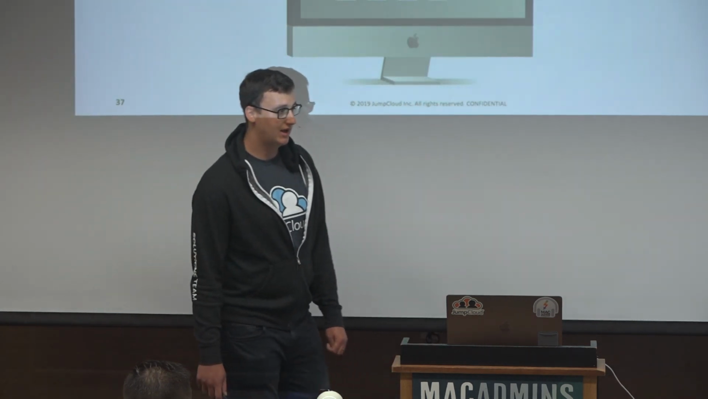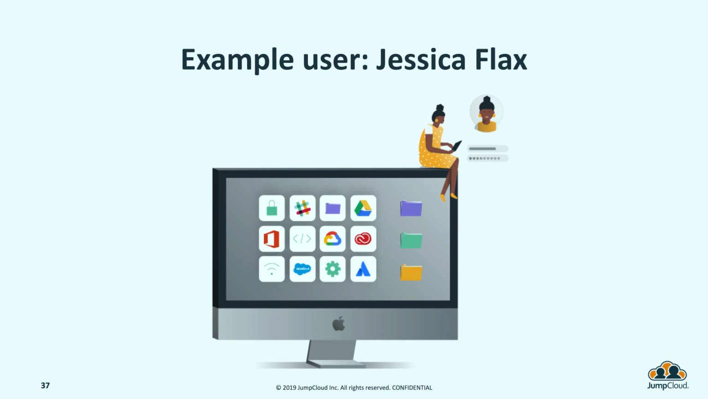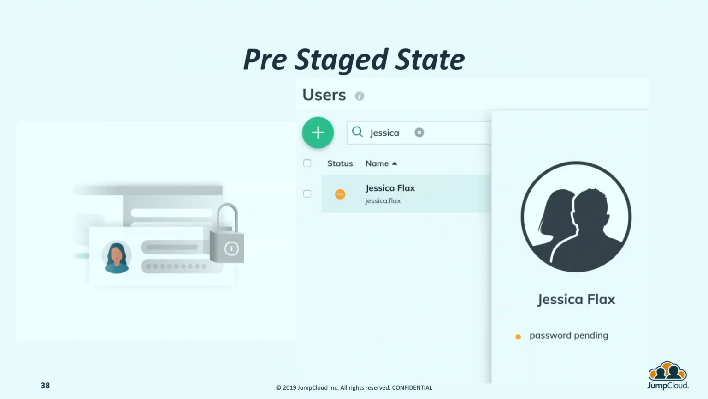So let's look at our user, Jessica Flax, who we're going to see a full demo through. And let's look at her before we run through the flow. So this orange sign in JumpCloud means password pending. So this user is created without a password. No activation email. They are just user information with no access to anything.